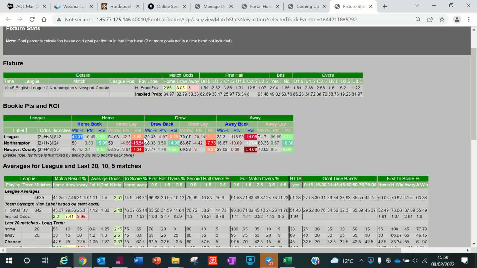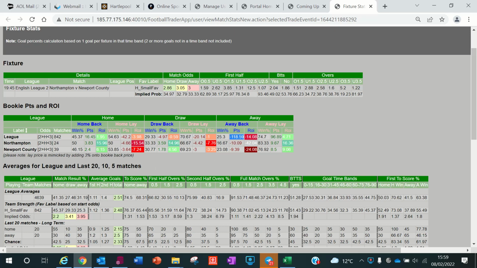If you'd have backed the draw in these games, you'd have won 29% of the time. You'd have had a loss of minus 4.97 points, giving you a return on investment of minus 0.59%. The away backing, 25% you'd have won on. That would have given you a loss of minus 118 points and a return on investment of minus 14.08%.